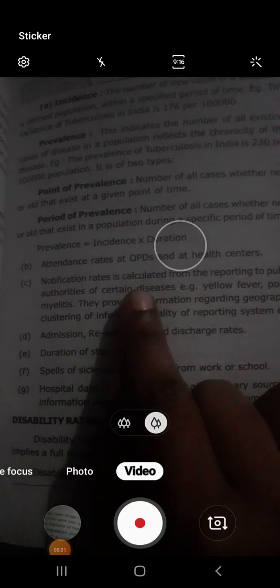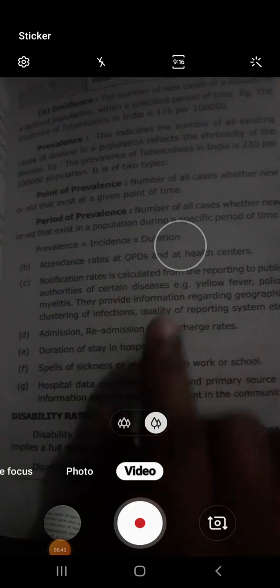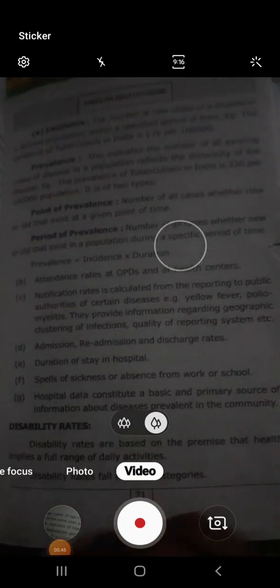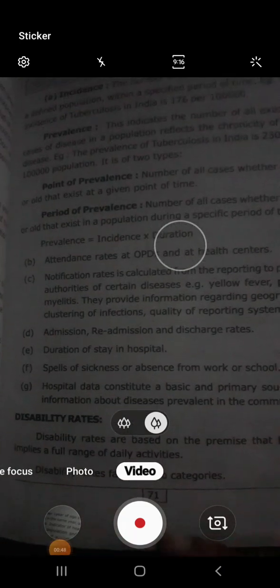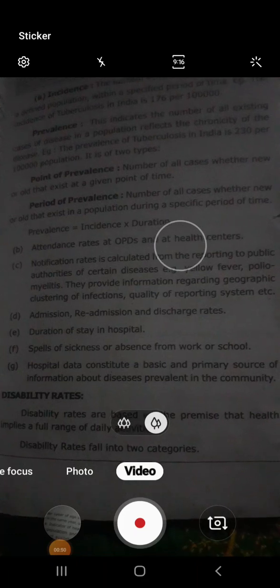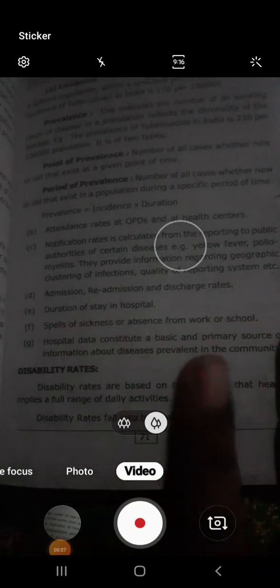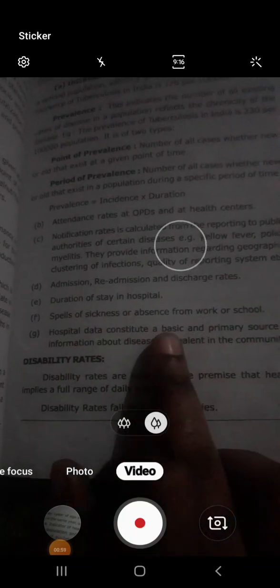Next point is notification, which is calculated from the reporting to public authorities. We can say certain diseases like yellow fever, poliomyelitis. So this all includes information. Also admission and readmission rates, death rates, and duration of stay in hospital, spells of sickness or absence from work or school, hospital data. This all will include the prevalences. So this is one of the indicators, and it comes under the morbidity indicators.